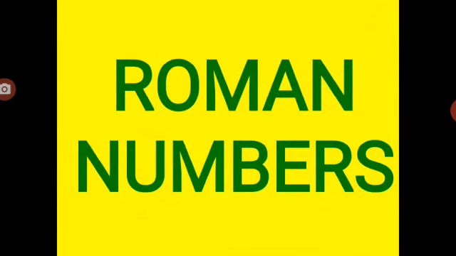I, II, III, IV, V, VI, X. These are called one of the number types. These are called Roman numbers. So in your class, you learn about this topic, Roman numbers, in exercise 1.6. See this one. These are the basic symbols of Roman numbers. Roman numbers have 7 basic symbols. The 7 basic symbols are I, V, X, L, C, D, M.